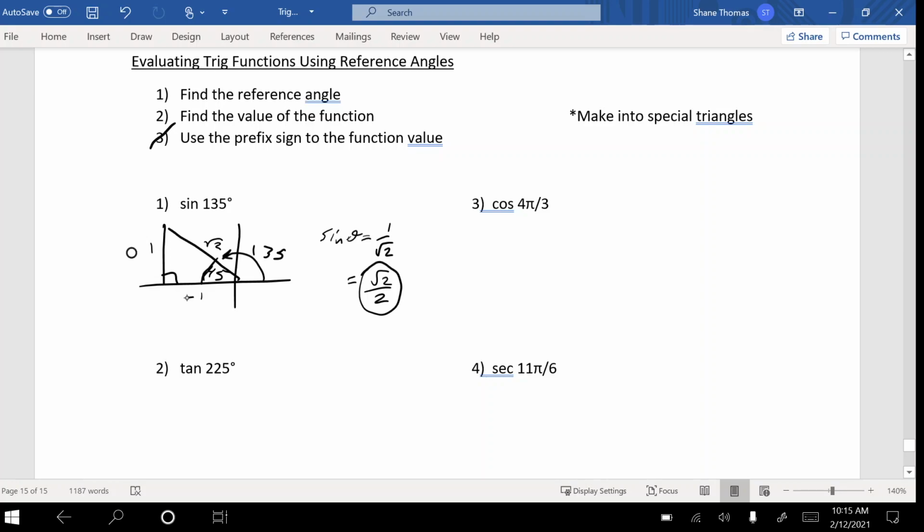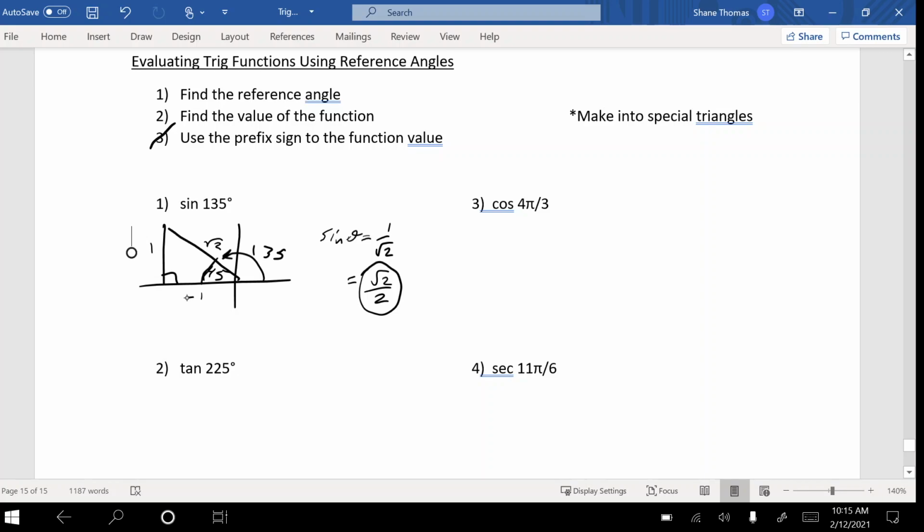Now let's think for a second, make sure we didn't make any mistakes. We're in quadrant 2. Is sine positive in quadrant 2? Yeah. All Students Take Calc: A, S, T, C. So sine is positive in quadrant 2. We're good. Questions?